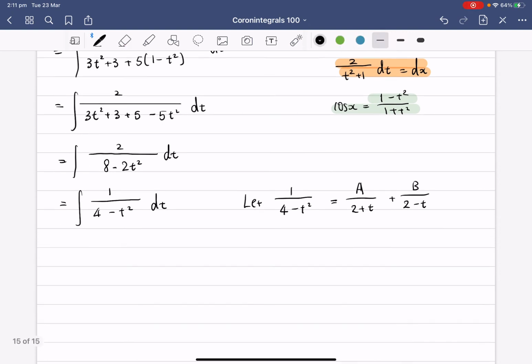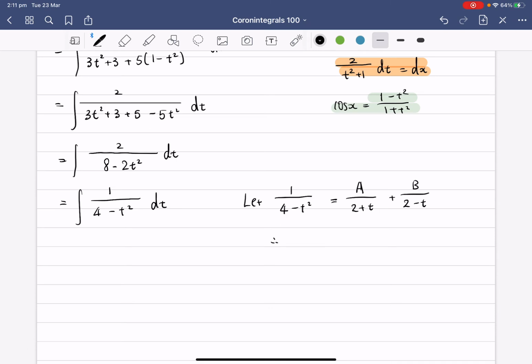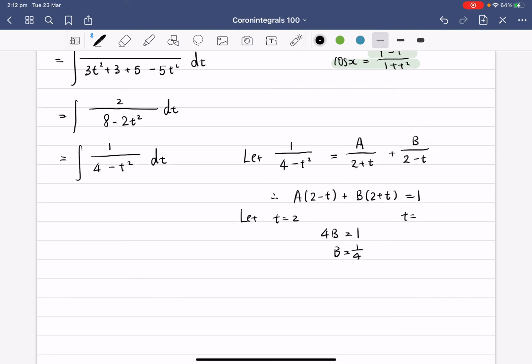Okay, now we need to combine the fractions on the right-hand side. We get a bracket 2 minus t plus b bracket 2 plus t is equal to 1. So we're going to let t equal 2. That gives me 4b is equal to 1, so b is equal to a quarter. And if we let t equal minus 2, we get 4a equals 1, so a is equal to a quarter.